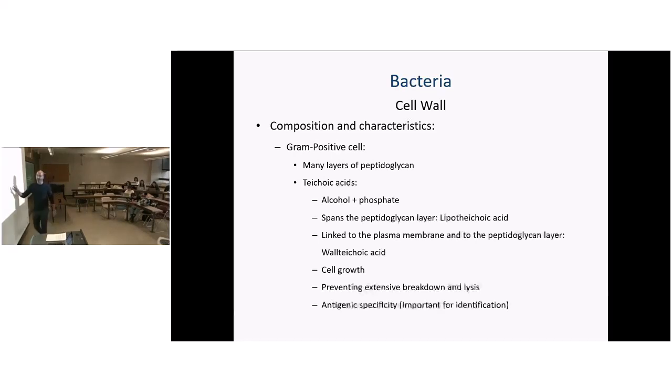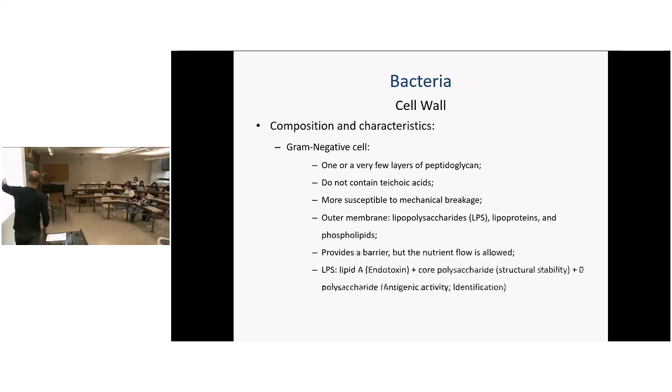So this is basically one of the features of the gram-positive bacteria. The gram-negative bacteria is a little bit different because it has very few layers of peptidoglycan, or sometimes just one. So it's almost imperceptible to the staining, and that's why you say gram-negative, because the gram staining doesn't attach too much to the gram-negative bacteria. So it does not contain teichoic acid, but it has something that we call the outer membrane.